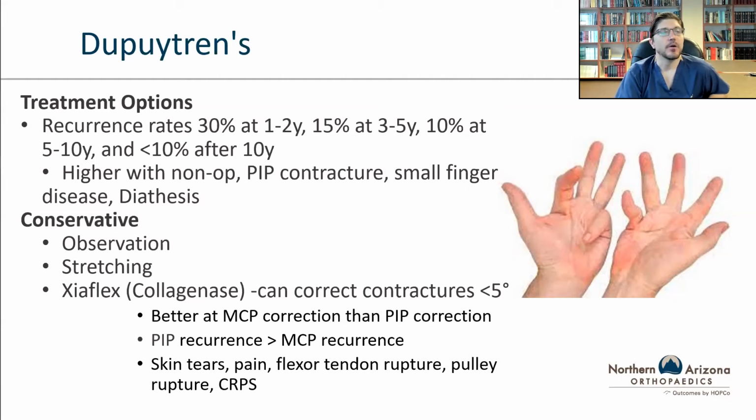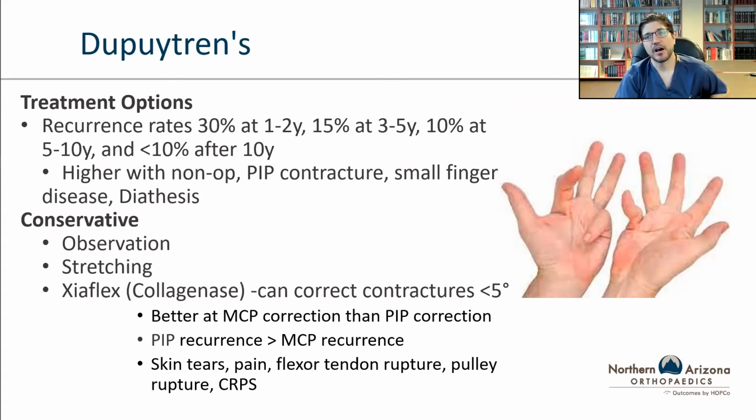There's a constellation of associated issues that may cause the recurrence to be higher or lower. Recurrence rates in the literature show that at 1 to 2 years after any type of treatment, they can recur up to 30%. At 3 to 5 years, 15%. At 5 to 10 years, 10%. And after 10 years, less than 10%.